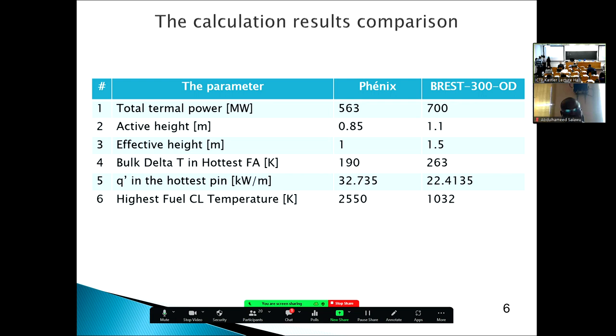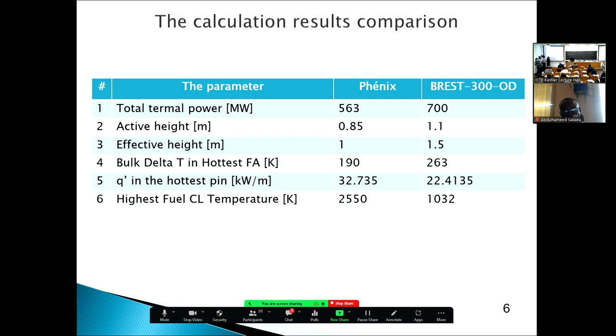The bulk delta T in the hottest fuel assembly, the temperature increase, was 190 Kelvin for Phoenix and 263 for BREST. As we can see, BREST has more thermal power, so we can understand why the bulk delta temperature in the hottest assembly is larger. Next, Q prime, the linear heat generation in the hottest pin cell, is 32.73 for Phoenix and 22.41 kilowatt per meter for BREST. The active height for Phoenix is smaller than BREST, so it's understandable why the linear heat generation for Phoenix is higher. And last, the highest fuel centerline temperature for Phoenix was 2550 Kelvin, and for BREST, 132 Kelvin.